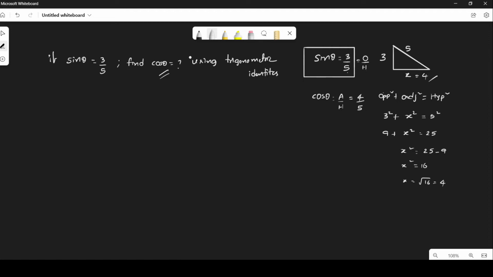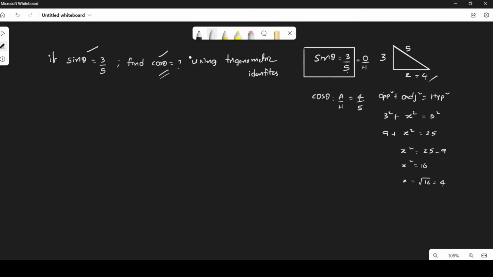Okay, so now he is asking to find the same value by using the trigonometric identities. See, by seeing sine and cos, we know what identity we have to use. So we have three identities. One is sine square theta plus cos square theta is equal to 1, second is secant square theta minus tan square theta is equal to 1, and third is cosecant square theta minus cot square theta is equal to 1. Now we have only one identity which involves both sine and cos. So it is nothing but the first identity.